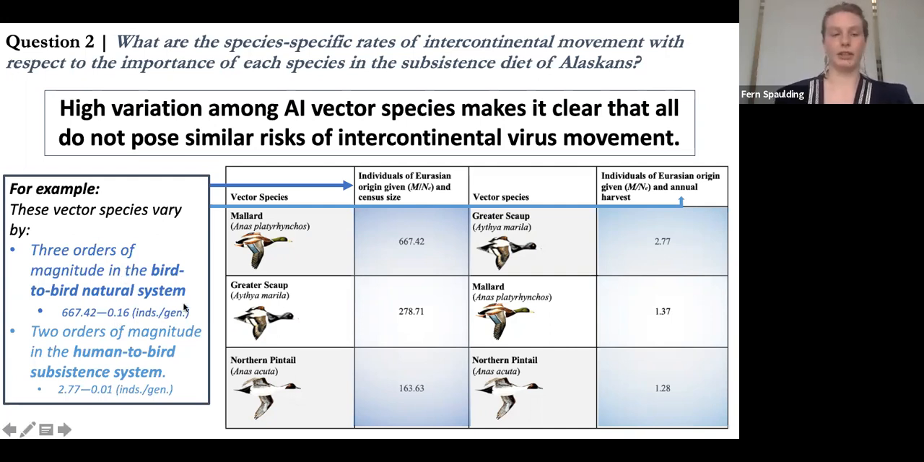And so these vector species vary by 3 orders of magnitude in the bird-to-bird natural system, this column here, which is scaled up to census size, and they vary by 2 orders of magnitude in the human-to-bird subsistence system, shown here in this column. And again, this is a subset from a previous table showing here the span of individuals per generation in each.